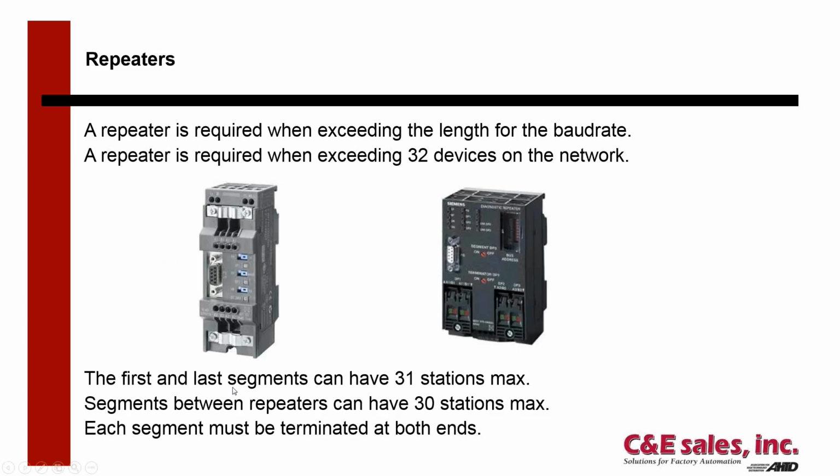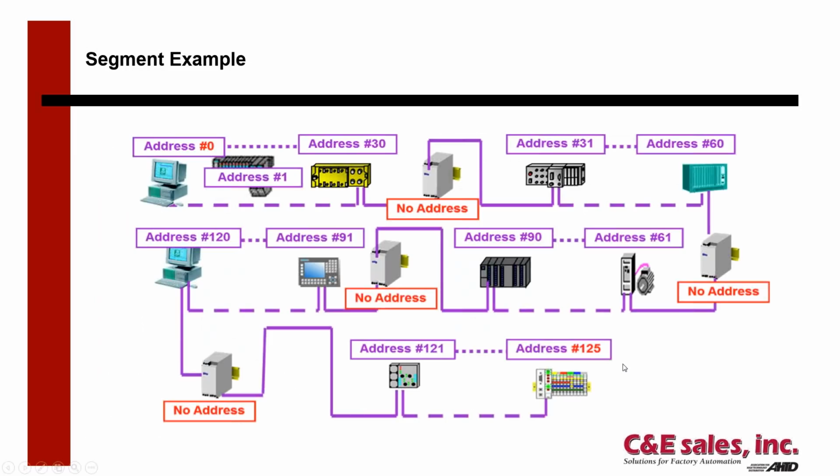The first and last segments can have 31 stations max. The segments between repeaters can have 30 stations max. So 31 stations for the first and last, 30 for everything in between. Each segment must be terminated at both ends.